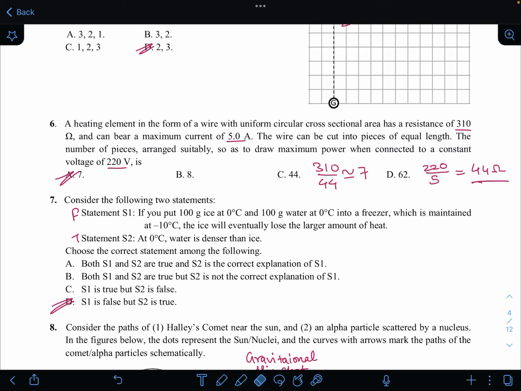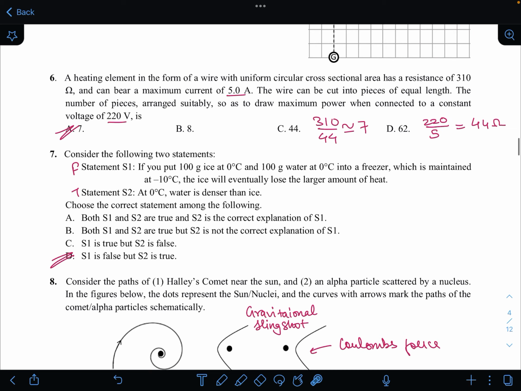Now that we have figured out the resistance of each piece, we can divide the total resistance of the wire, that is 310 ohms, by it. So if I divide 310 ohms by 44, I get 7. So 7 is our answer, option number A. This is not 100% exact, it will be something like that, but we are rounding it off to 7. About 7 pieces will get our job done.